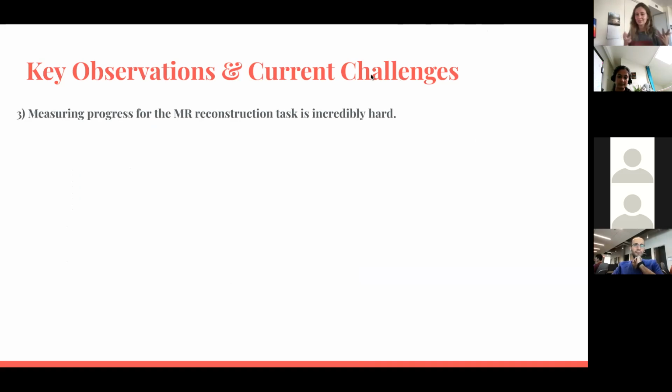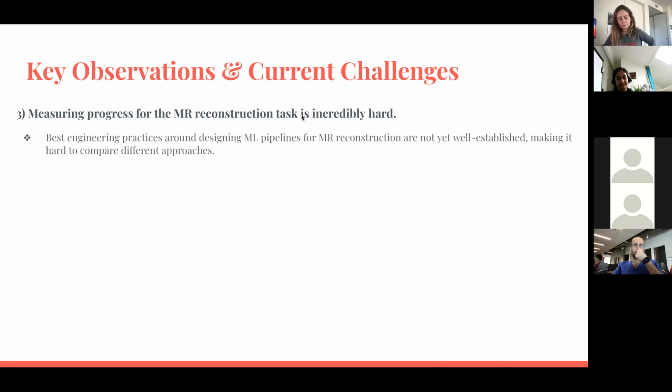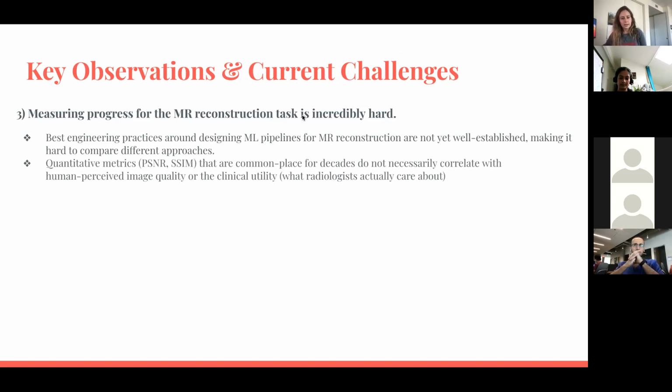As a third point, which is true for a lot of machine learning pipelines now, measuring progress for this task is incredibly hard. What do I mean by that? First of all, best engineering practices around designing these machine learning based pipelines are not well established yet, which makes it hard to compare different approaches across different groups and different companies. And so we routinely use quantitative metrics called PSNR and SSIM, which some of you might be familiar with if you're working with image reconstruction.